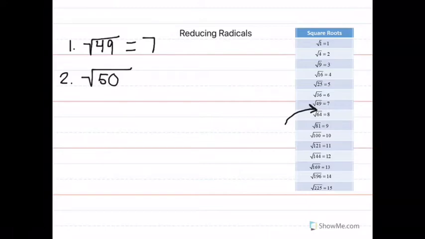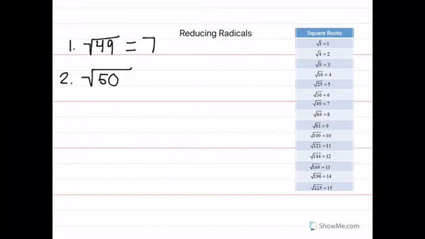So, how do we do that? How do we reduce this radical? We're not going to use a calculator. That's not the point of today's lesson. It's to reduce it in simplified radical form. So how do we do that? It's pretty easy, and I think it's pretty fun.